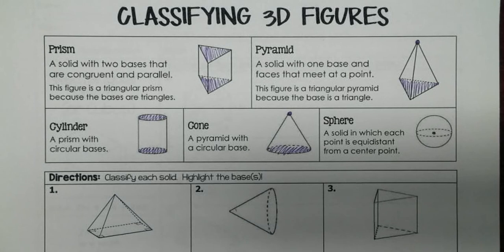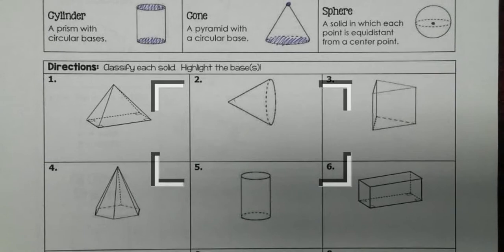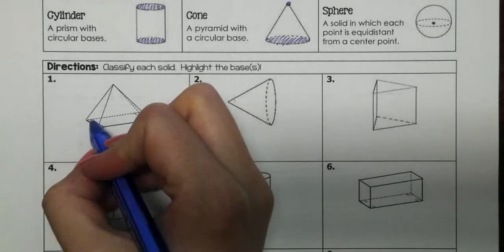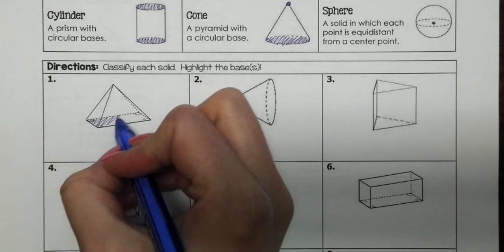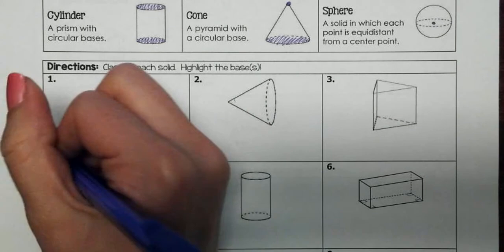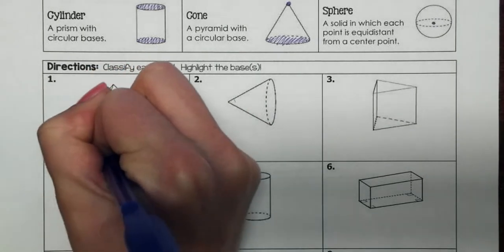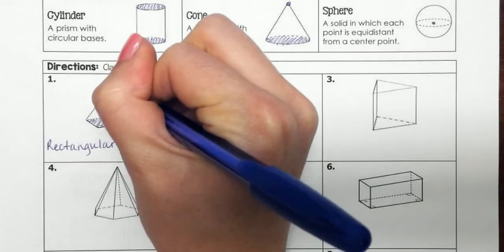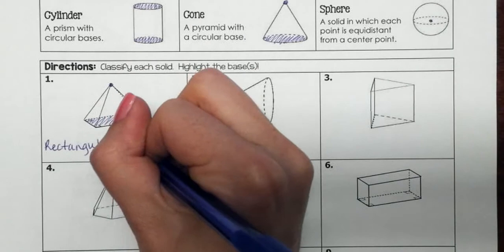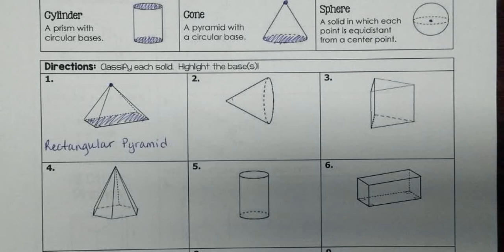So if you look at number 1, we're going to classify these and we're going to highlight the bases just like I did up top. So number 1, I'm going to highlight my base. What is that base? It's a rectangle, right? So we're going to call this a rectangular. It has a point where all the faces meet, so this is a rectangular pyramid. One base meets at a point. So this is a rectangular pyramid.